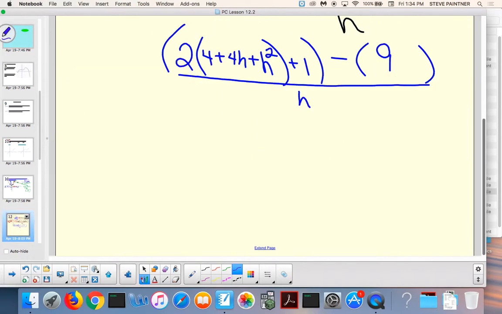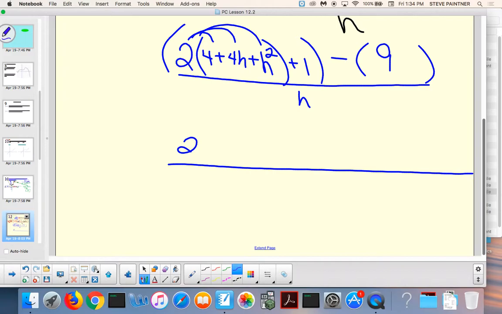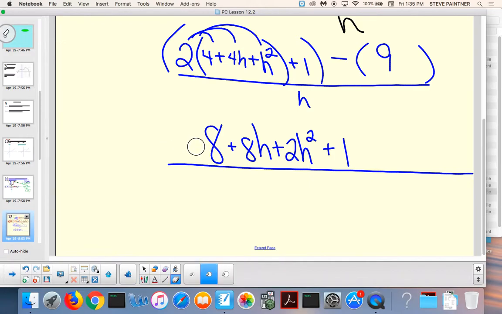Okay, so now you need to simplify what's in there. Well, we're going to have to run the 2 through and get 2. Oh, I did that wrong. Sorry. You're going to get what? 2 times 4 is 8. 2 times 4h is 8h. Plus 2h squared plus 1. Okay? And then you're supposed to subtract what? Subtract the 9. Okay, so minus 9, over h.